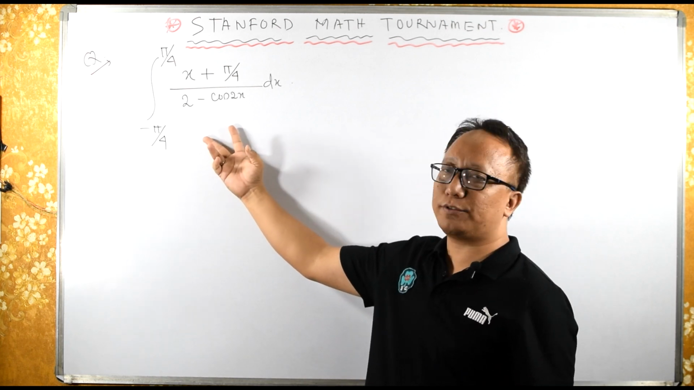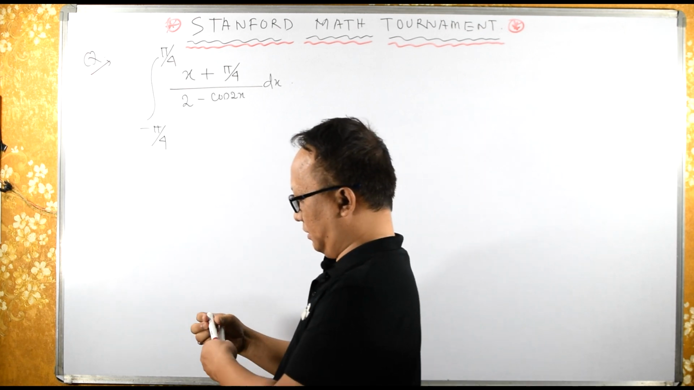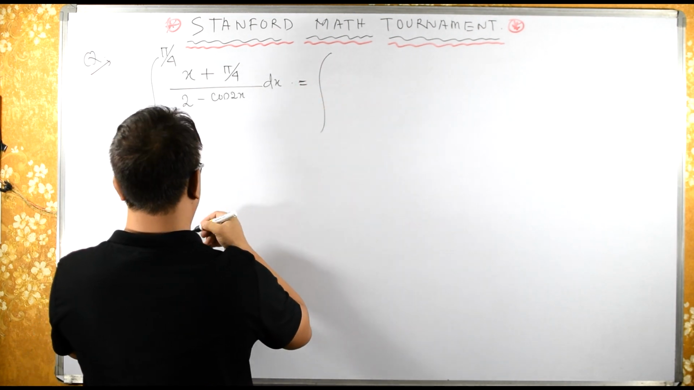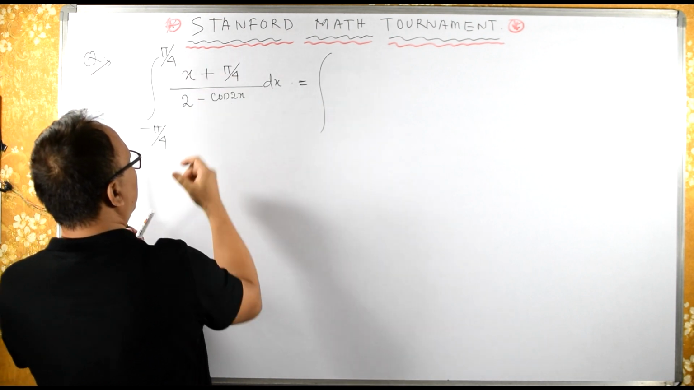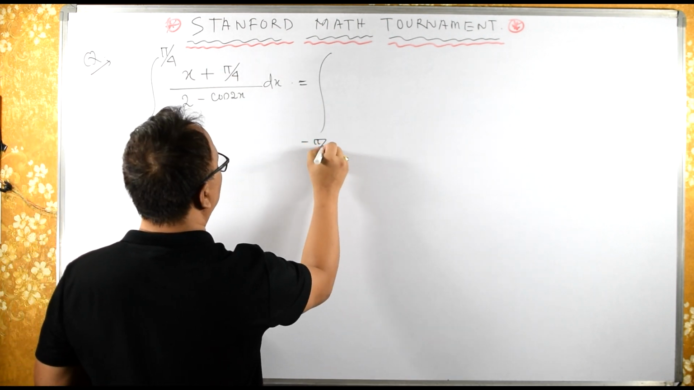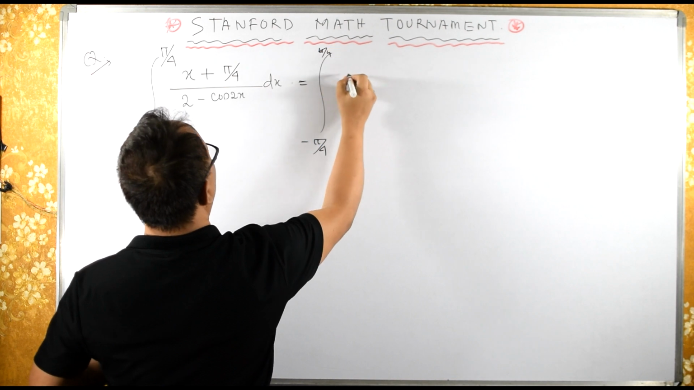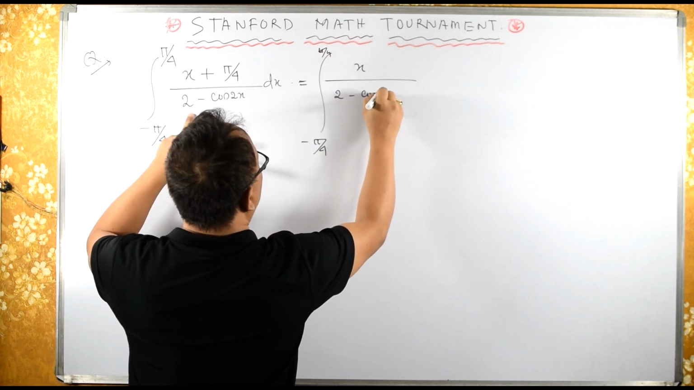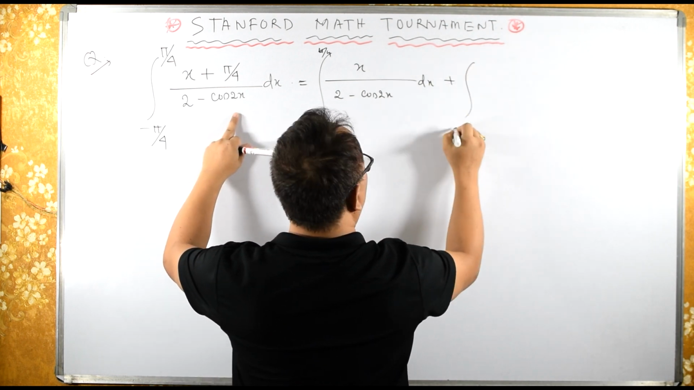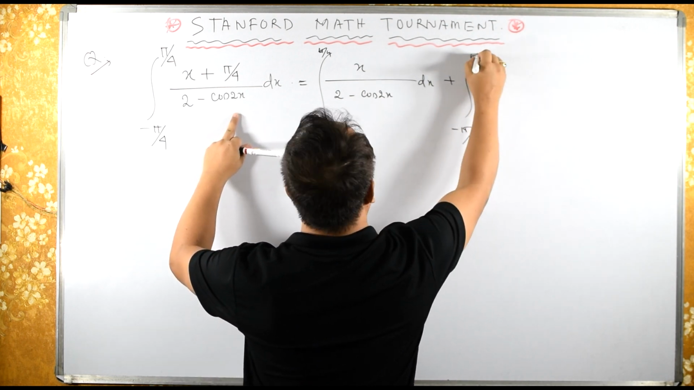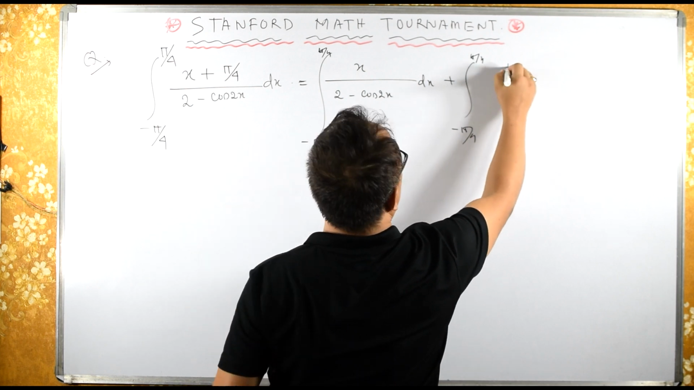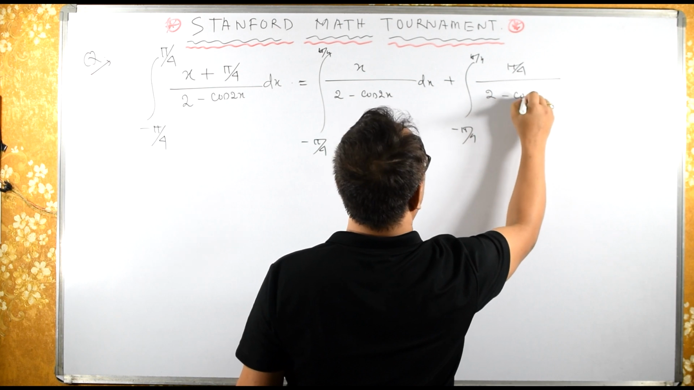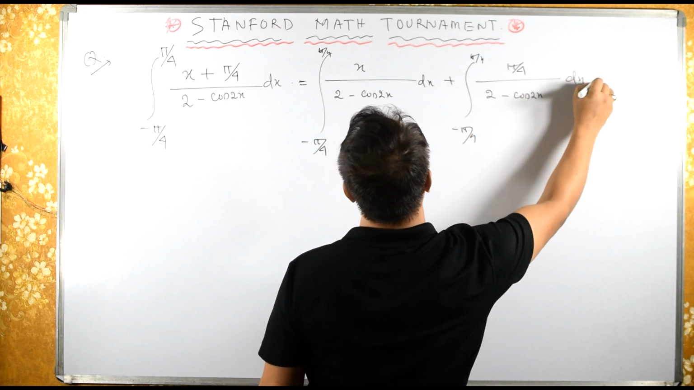Now this question seems to be easy. Let's see. So this can be written as an integral. We can separate this upon this and this upon this. So the integral from minus pi by 4 to pi by 4 of x upon 2 minus cos of 2x, plus the integral from minus pi by 4 to pi by 4 of pi by 4 upon 2 minus cos of 2x.